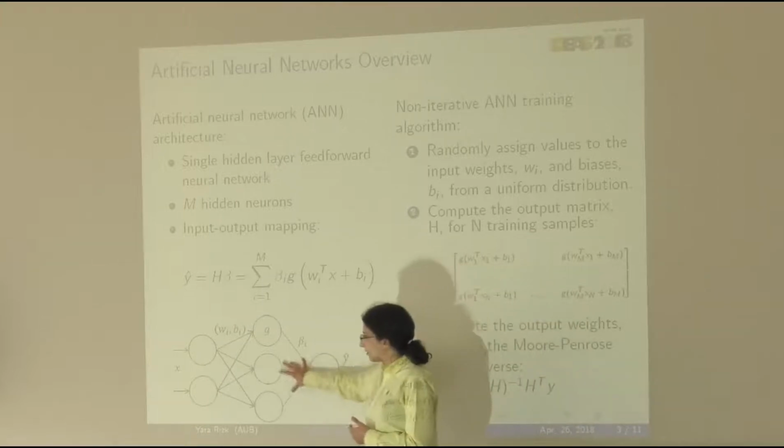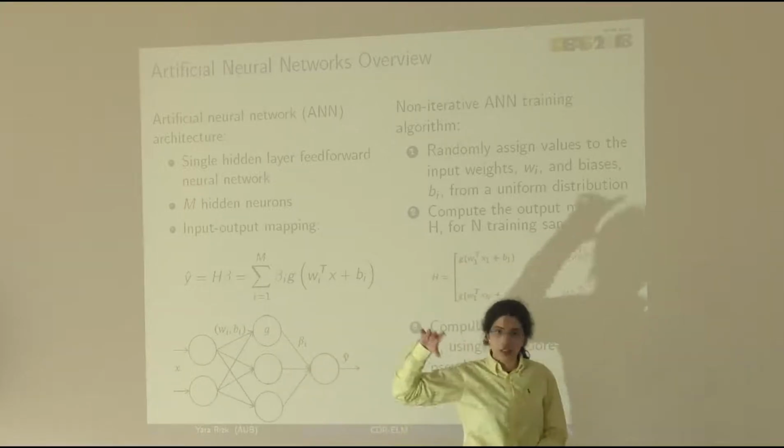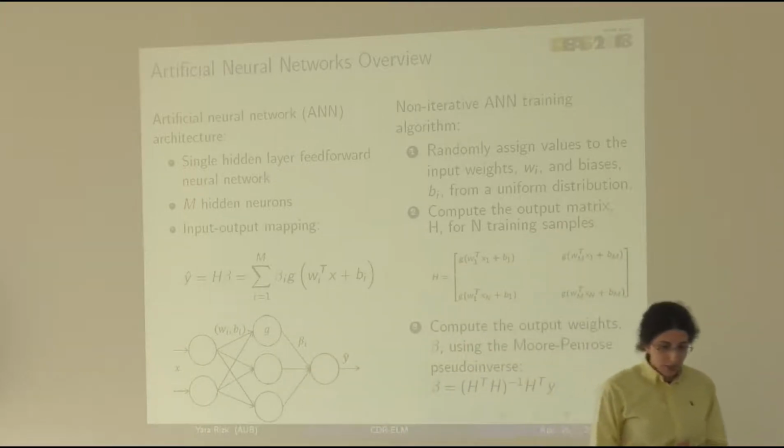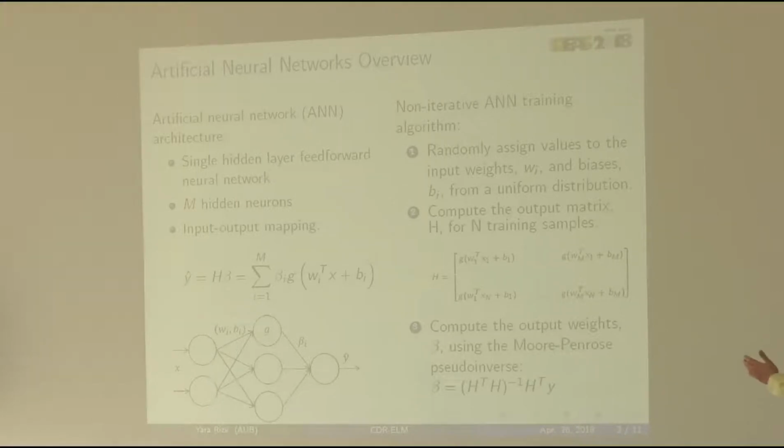I assume that I have a single hidden layer, so I have one layer of these connected neurons in the middle. I know what my input is, I know what my output is, so we are dealing in a supervised learning framework. And then I have m of these neurons.